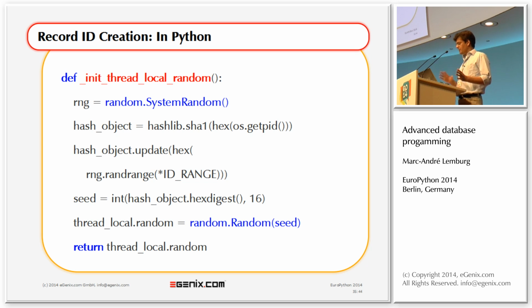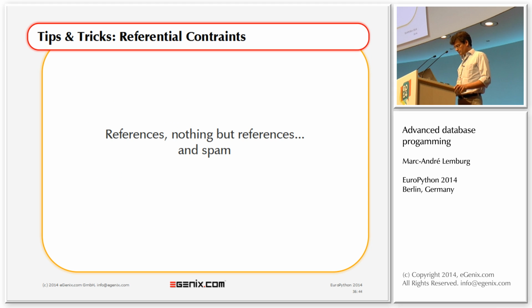And then you have to deal with setting up the random number generator. The best way to do that is to use system random to get a good seed for the random number generator. Then you put the seed into hex, and then you seed the random number generator with that, and then you use that in your thread local.